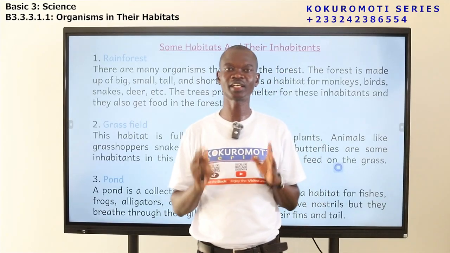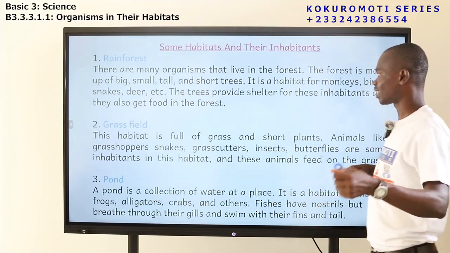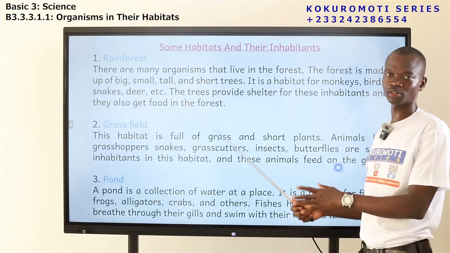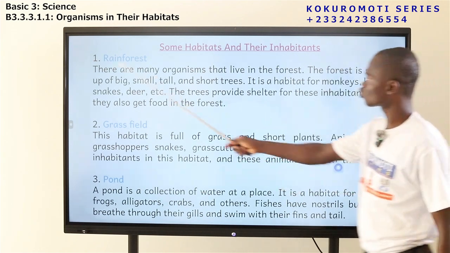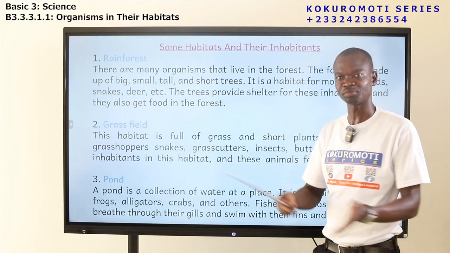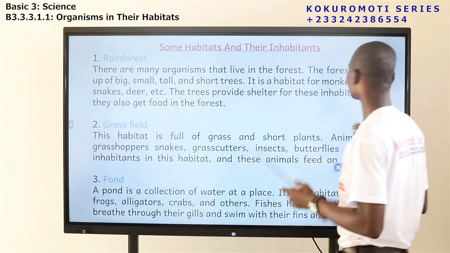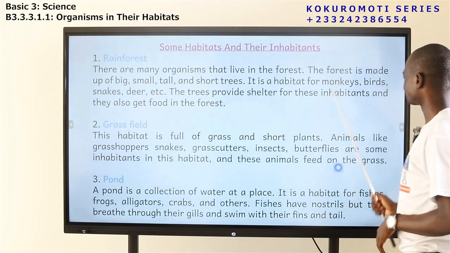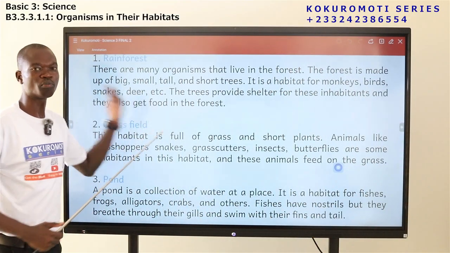Okay, so now we are looking at some habitats and their inhabitants. Places and animals that live or survive in those places. The first one is rainforest. So rainforest is a habitat. What animals do you think can be found in the rainforest? So examples of animals that can be found over there, we have what? Monkeys, we have birds, we have snakes, we have deer, and more animals.